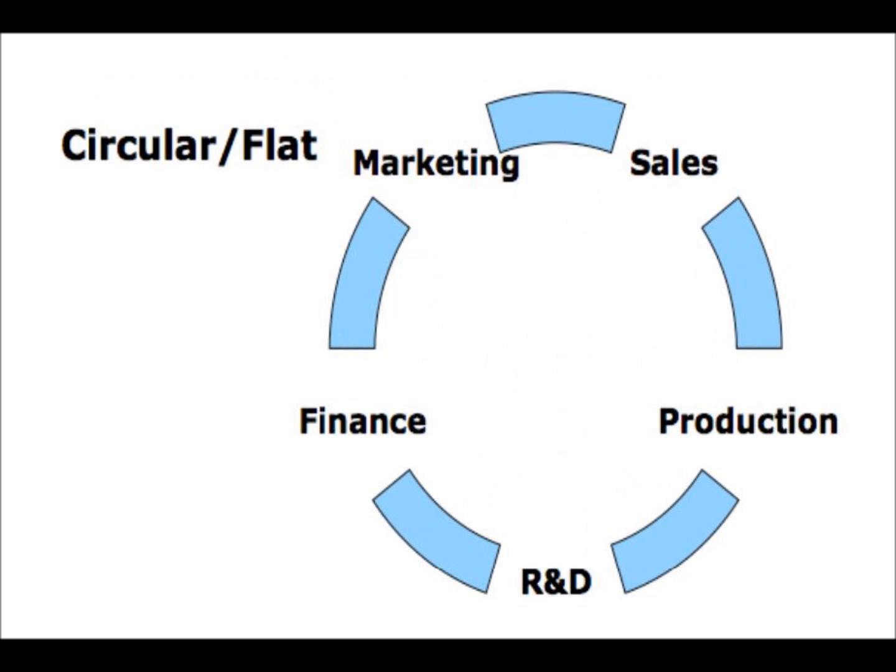This next organizational structure is circular or flat, which means each function is on the same level. Each is equally responsible for running the company. This diagram is missing a middle person, which in the last example was the managing director. They don't have one specific person to report to.